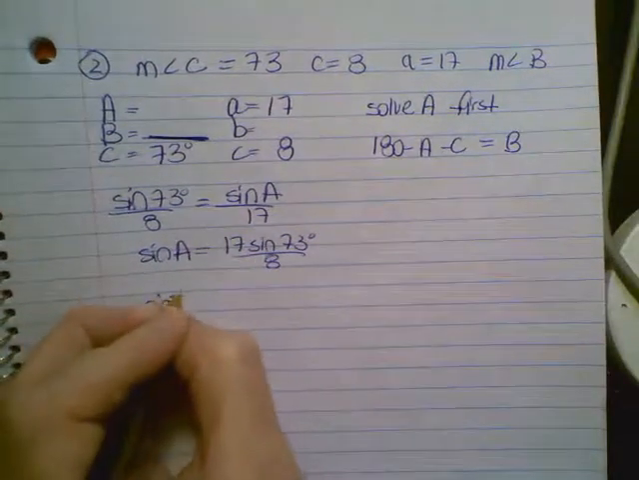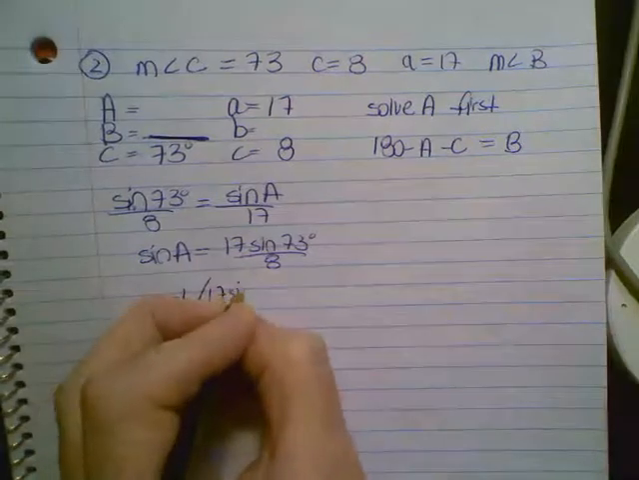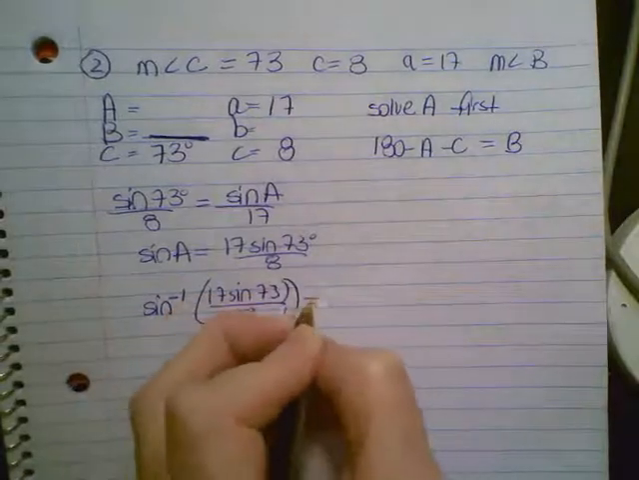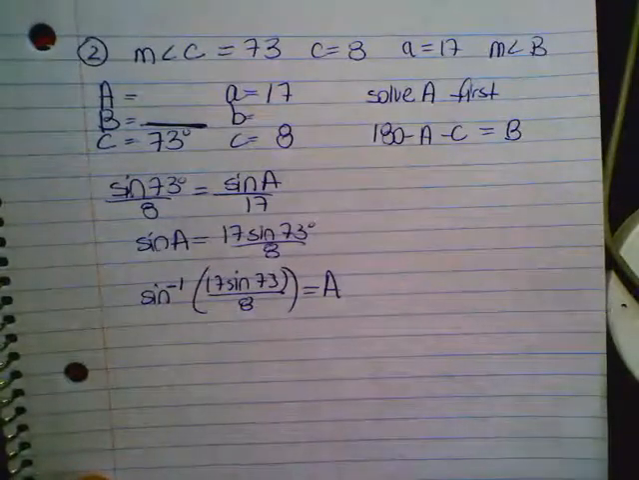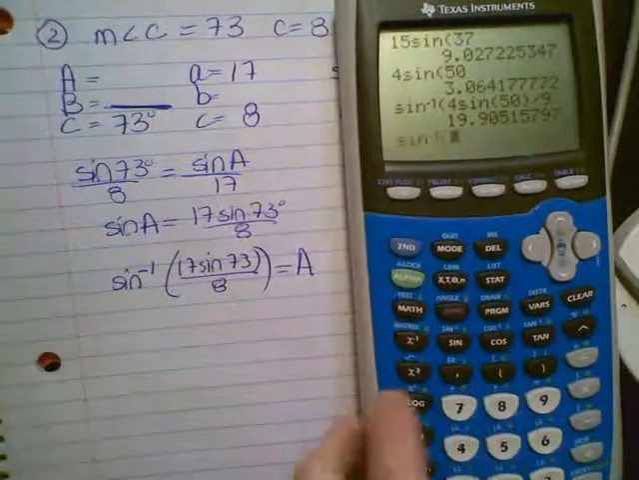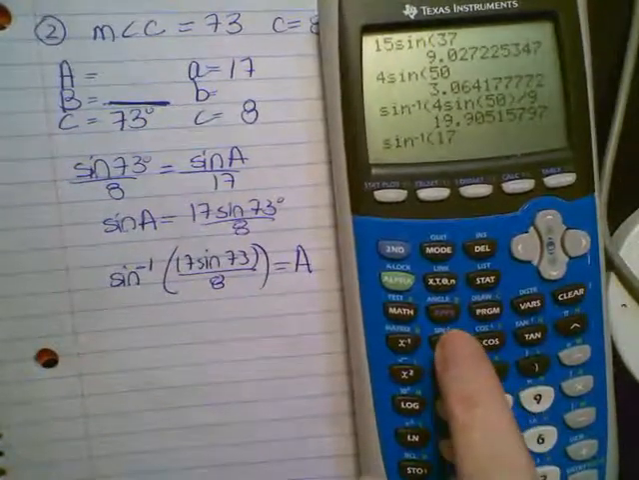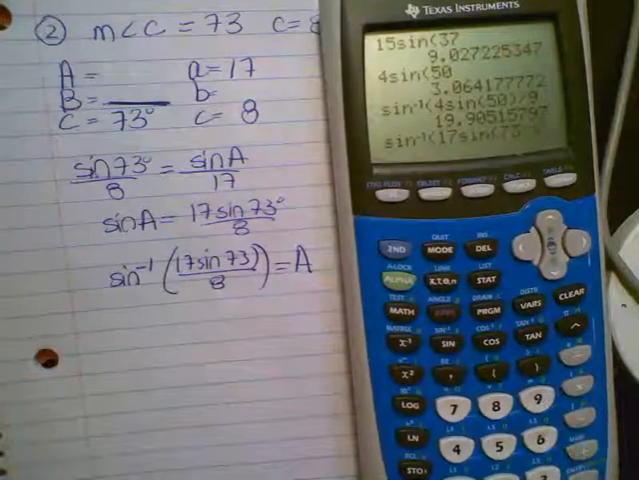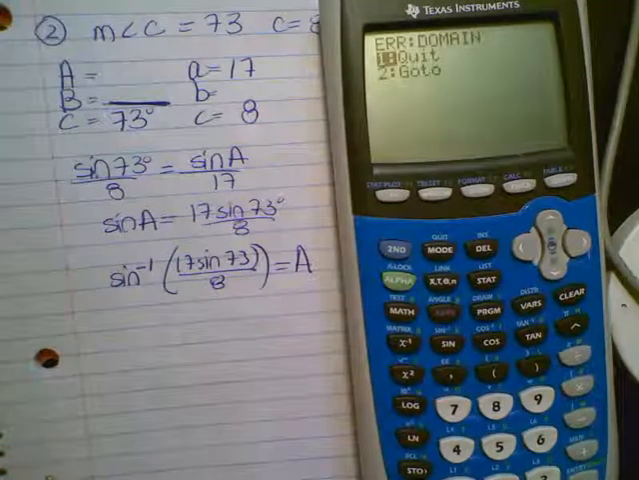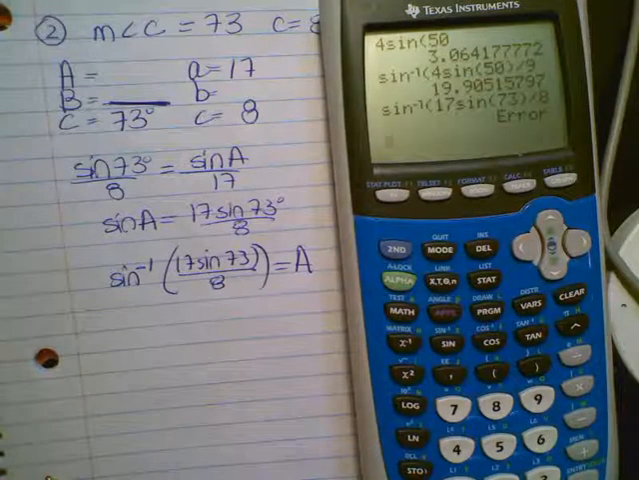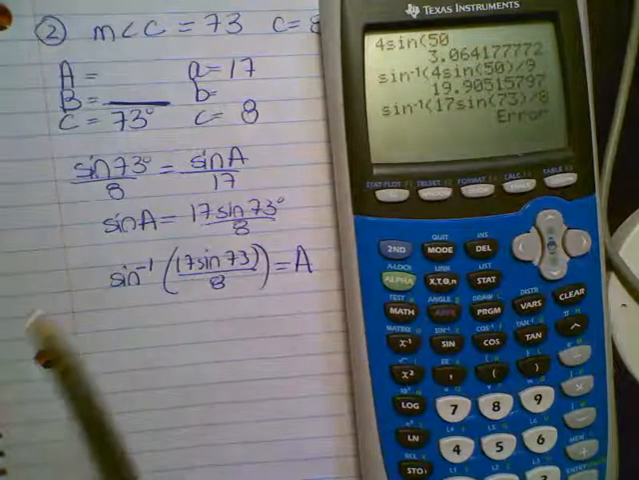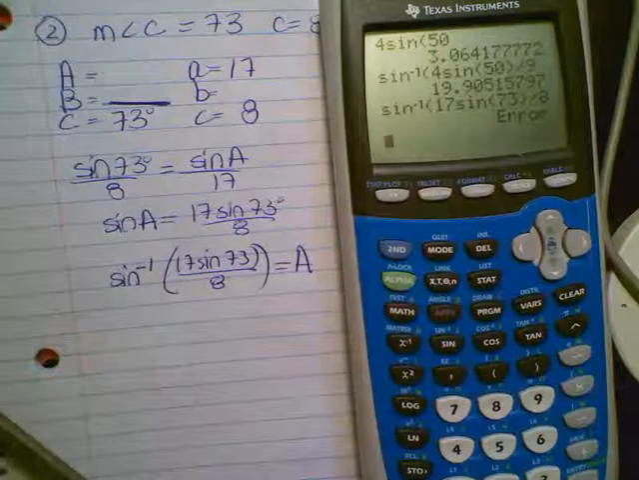So sine inverse, close that parentheses, divided by 8 is going to equal angle A. So second sine, 17 sine 73, close the parentheses, divide by 8. Oop, what happened? It tells me I got a domain error. Well, let's see if we did something wrong in this calculator. Okay, let's just simplify this numerator and the denominator. So 17 sine 73.